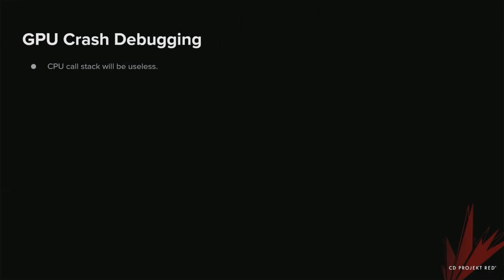So let's dive a bit deeper into what the GPU crash debugging flag does. First of all, the CPU stack will not provide any useful information. Whatever command that was scheduled on the GPU that caused the crash was scheduled a long time ago. We need to know the actual state of the GPU at the moment of the crash. There are many different ways to do this, and they differ per platform. So let's start with PC.